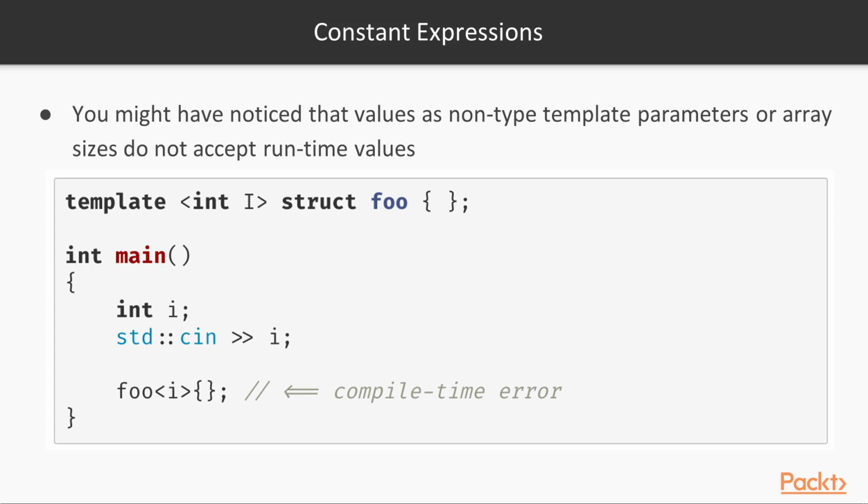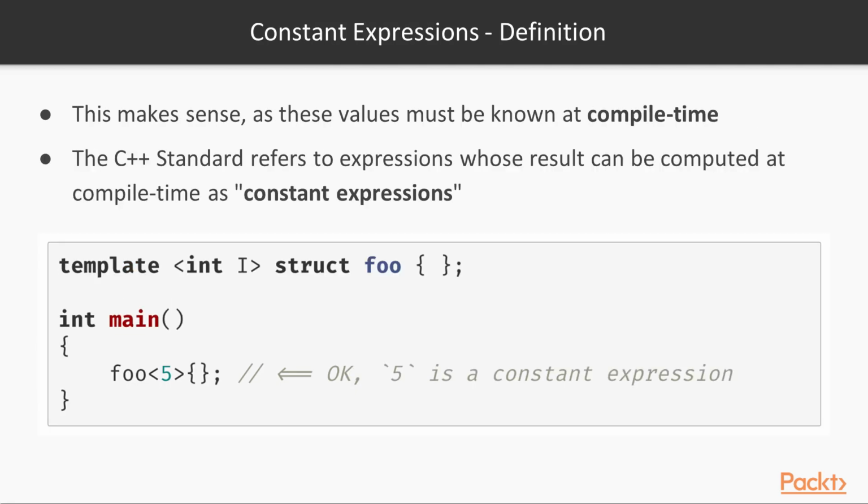You might have noticed that values such as non-type template parameters or array sizes do not accept runtime values. As an example, if I have a struct called foo here, which takes a template parameter int I, and I attempt to initialize this struct, passing an int I that was initialized from standard input, you will get a compile time error. The error will tell you that I is not a constant expression and cannot be used in this context. This makes sense, as these values must be known at compile time.